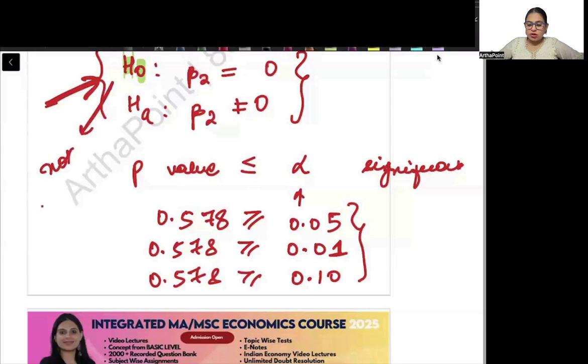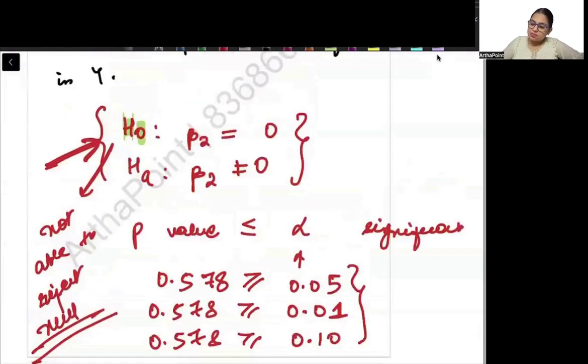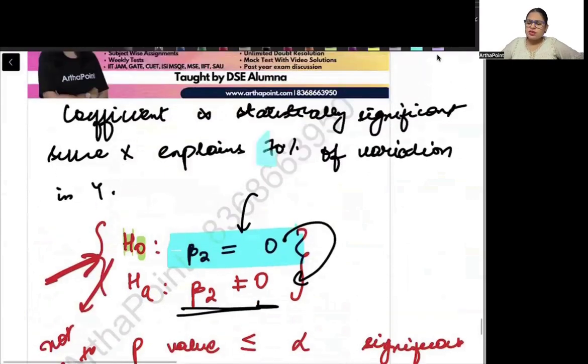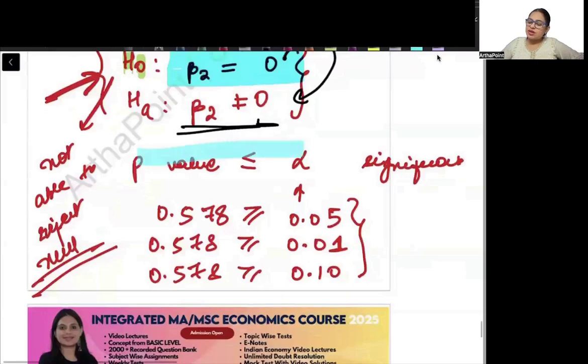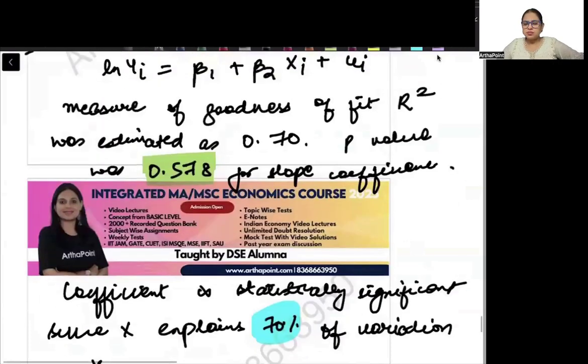So we are not able to reject the null in favor of the alternative. We are comparing this null with the alternative, and it has got nothing to do with the R square value, right? So P is compared with the alpha level, and इसमें R square का कोई relation नहीं है.